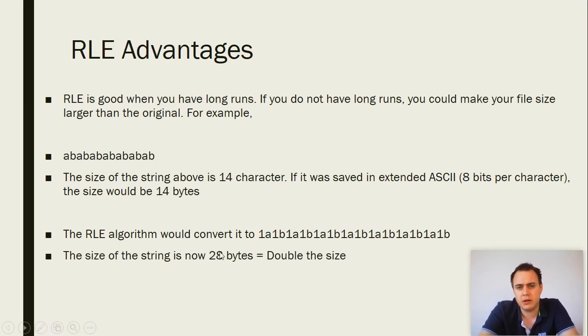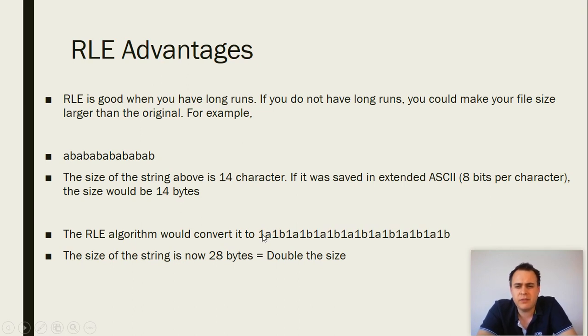Now the RLE algorithm would convert it to 1A, 1B, 1A, 1B, 1A, 1B, 1A, 1B, and so forth. The size of this string is now 28 bytes, which is double the size. So it's not very good if you don't have long runs. If you have long runs, it is really, really good.